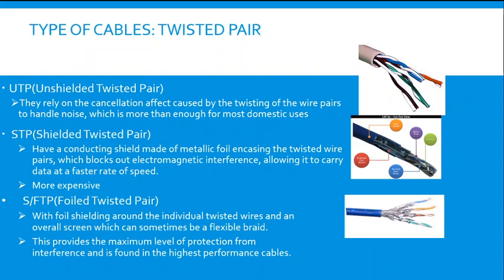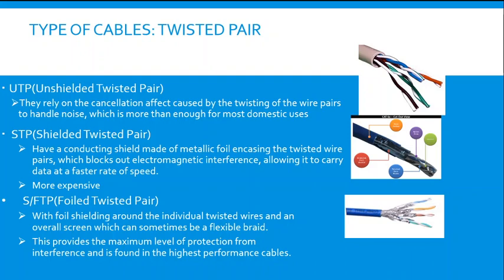We have unshielded, shielded, and foiled twisted pair. But first of all, we're going to cover unshielded twisted pair. They all rely on the cancellation effect caused by the twisting of the wire pairs to handle noise mainly. It is more than enough for domestic uses.